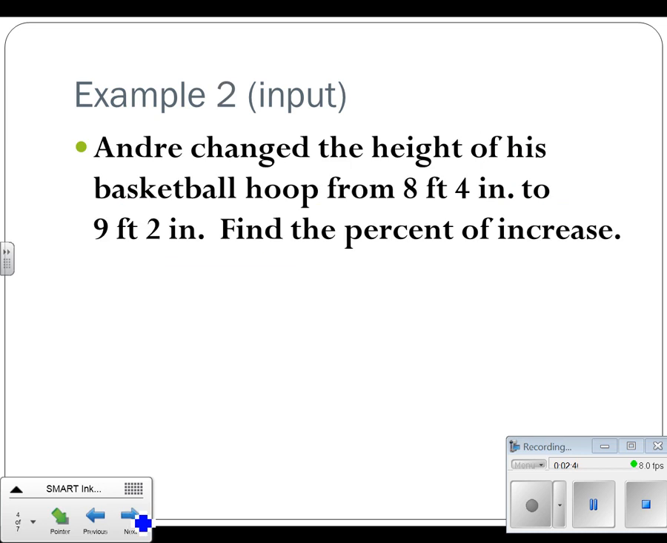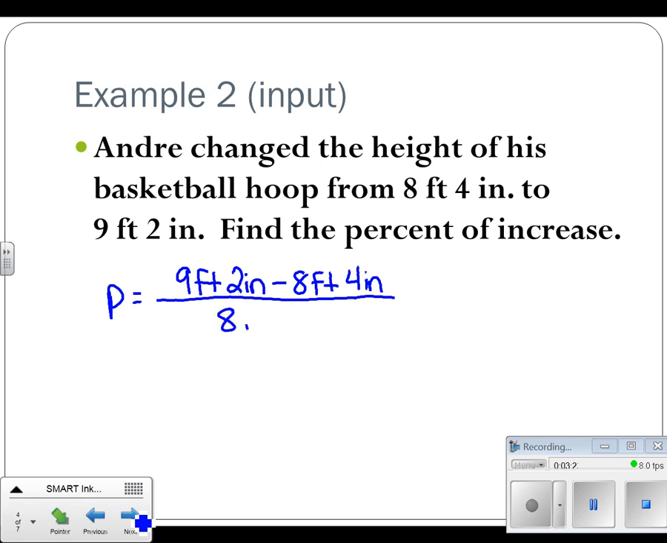Andre changed the height of his basketball hoop from 8 feet 4 inches to 9 feet 2 inches. Find the percent of increase. So here's another increase. He's increasing the height of his hoop. So for the percent of change, on the top we find the amount of change. We always put the larger of the two first. So we have 9 feet 2 inches, and we're going to subtract 8 feet 4 inches. And then we divide it by the original amount, and the original amount here would be 8 feet 4 inches, which is what the hoop was at.